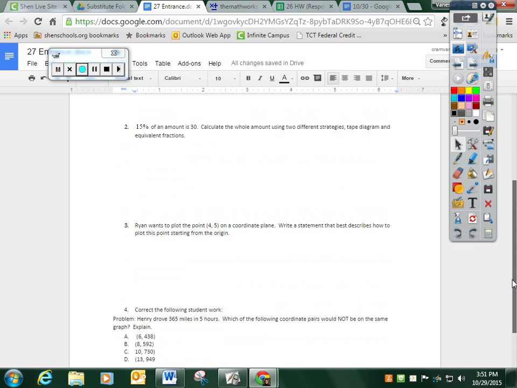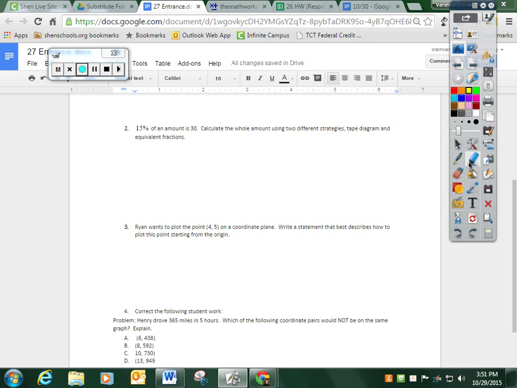Okay, number 2. This one is a little different. 15% of an amount is 30. So I want you to do two equal fractions again. Hopefully you know that the first fraction is 15 over 100. Okay, and this is the out of line. Okay, some part is out of another. So 15% of an amount we don't know is 30.